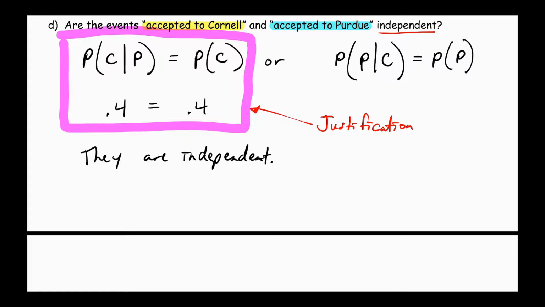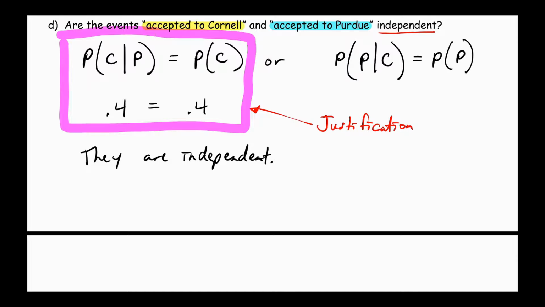So that means knowing that she got into one college, is that going to affect her application to the other college? No, it will not. If you tell me, hey, she got into Cornell, is that going to change the probability that she gets into Purdue? Nope. It won't affect it.